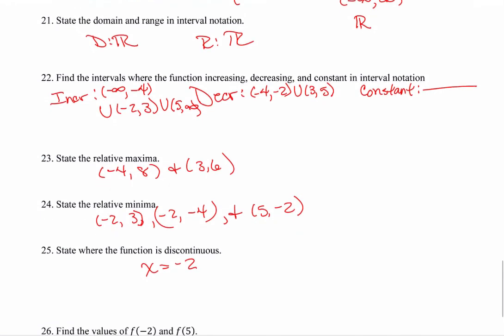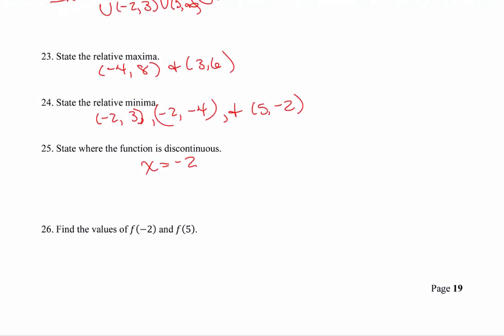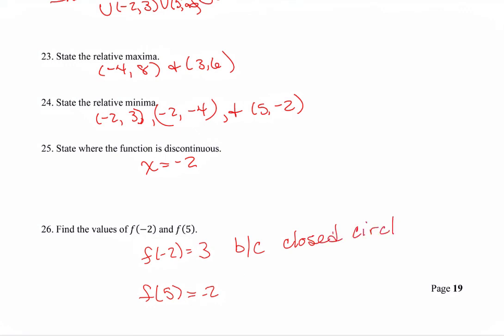Okay? And then the function values: f of 5 is negative 2, and the function value at negative 2 is 3, and that is because that's where the closed circle was.